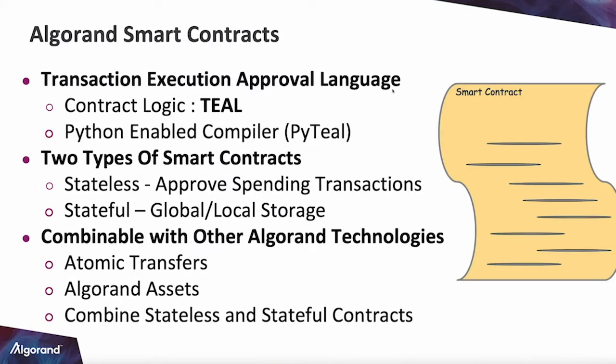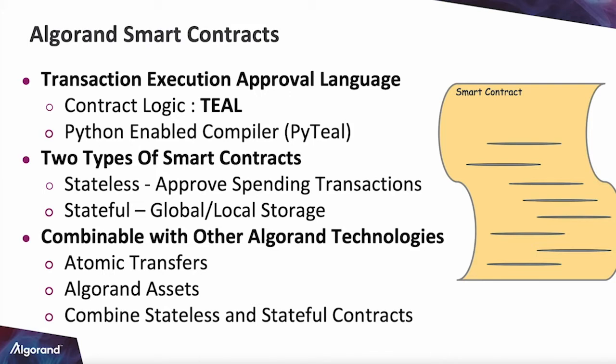Then we get to Algorand smart contracts. The language is called Transaction Execution Approval Language, and the contract logic in short is called TEAL, which is the acronym for that. We have a Python-enabled compiler as well called PyTeal, which will be written in Python and generate the TEAL from that. There are two types of smart contracts I want to introduce here. One is stateless and the other one is stateful.